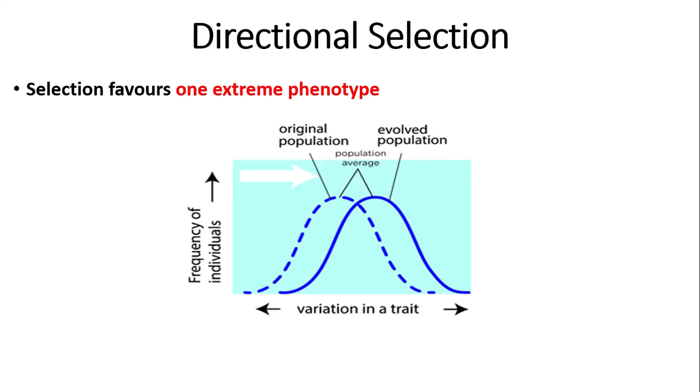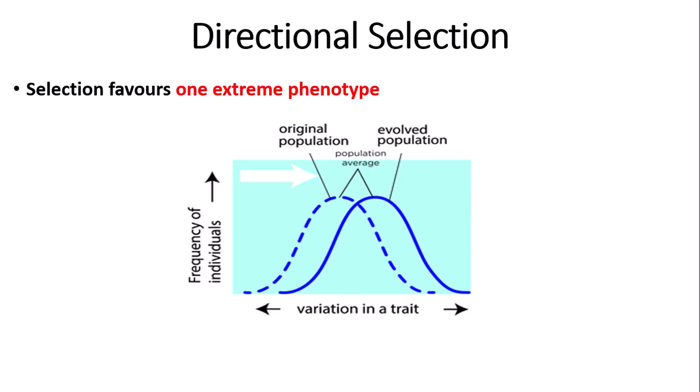So there are three types of natural selection that you need to know about at A2. At AS, you only needed to know about two types. So I'm just going to go over the first two quickly as you already might know them from AS. The first one is directional selection, which is when selection favours one extreme phenotype. So as I said earlier, a giraffe neck being long, which would be an extreme phenotype.